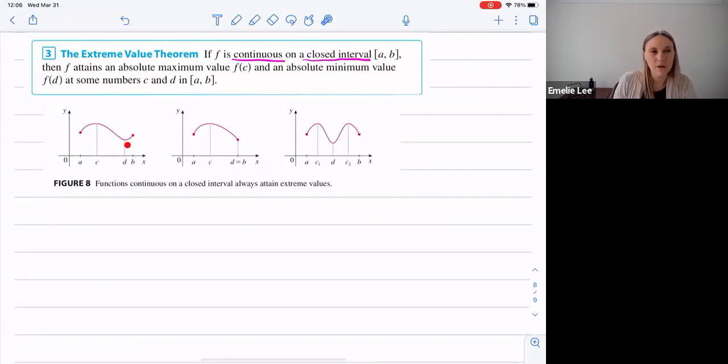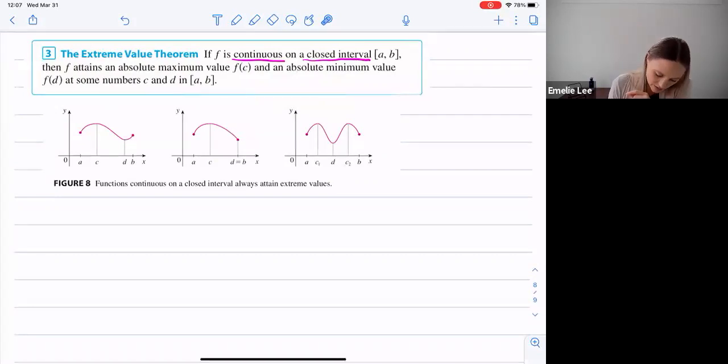So all of these functions are continuous, right? And they're on a closed interval because all of these dots are closed, right? So we're talking about a closed interval, and what the extreme value theorem says is that if you have a continuous function on a closed interval, then you will always find a max and a min.